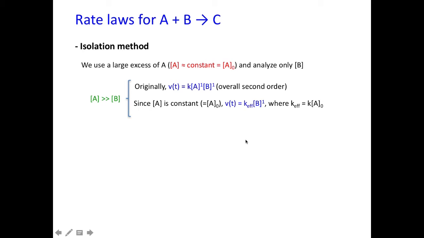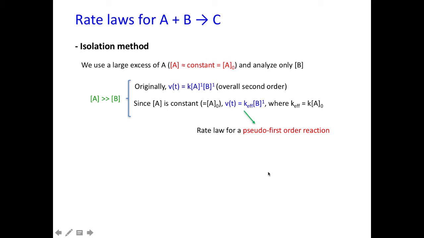In this case, as you see here, the rate of reaction seems to depend only on B. This is a pseudo first order reaction. So we think that the reaction has an overall first order, but it's not true. The overall order is second order, but when we use a large excess of A, it seems to be a first order reaction. So that's why this is called a pseudo first order reaction.